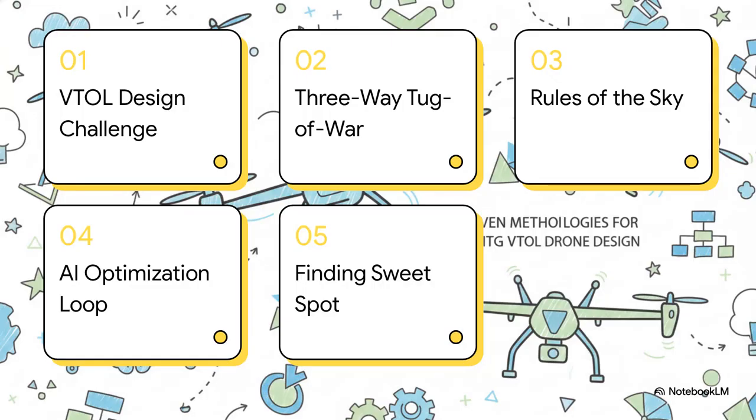To wrap our heads around how engineers tackle this complex math, we're going to follow a quick roadmap today. We'll start with the VTOL design challenge, move into the three-way tug-of-war, lay down the rules of the sky, explore the AI optimization loop, and finally, figure out how to find the sweet spot.